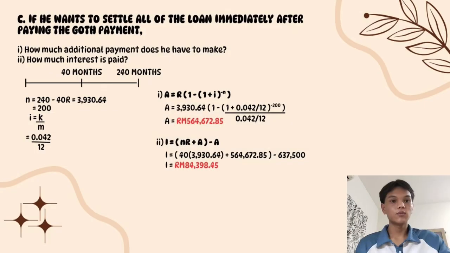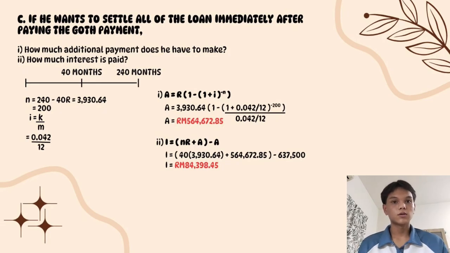Hello, I'm Chris Paul. I'm going to solve the next question, which is question C. If he wants to settle all of the loan immediately after paying the 40 months payment, there are two questions following, question 1 and question 2. Question 1. How much additional payment does he have to make?